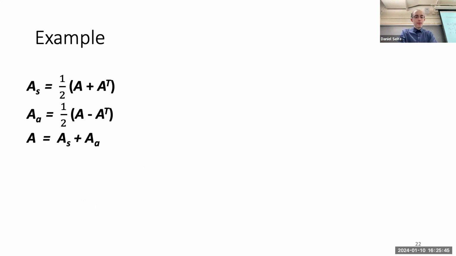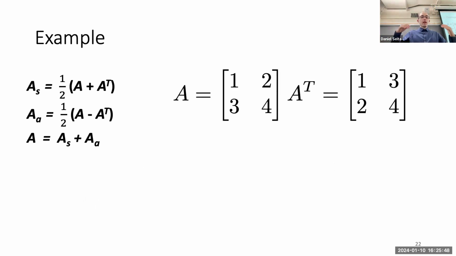So here's an example. Suppose we have A and A transpose here. Then what would the expression be like if we had A equals A_S plus A_A? I'll give you a couple of seconds to work it out. You might be able to do it in your head if you can.